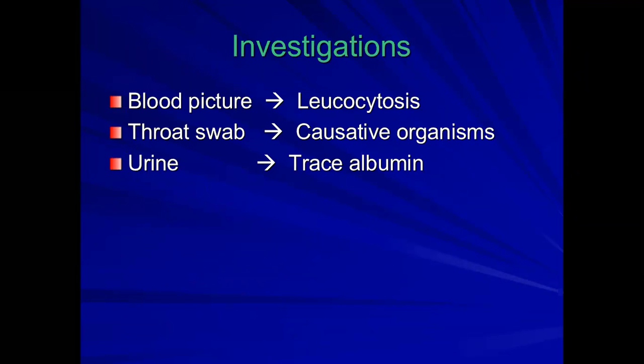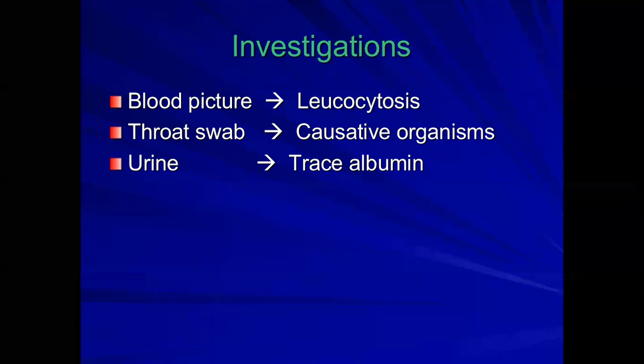Now we are going to the investigations, the important investigations. Number one is the blood picture. Here we see there is a leukocytosis, an increase in white cells. And the important one is the throat swab. The throat swab shows the causative organism. The causative organism is a bacteria.